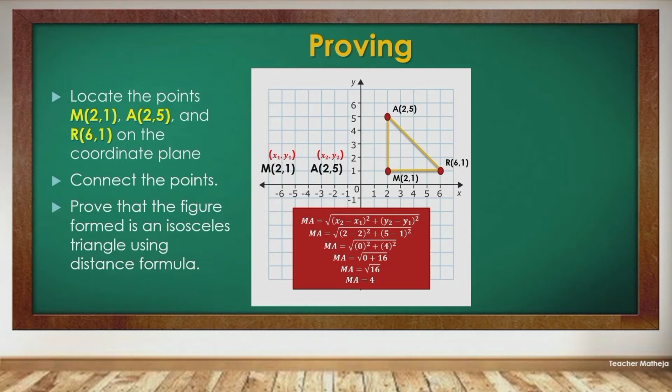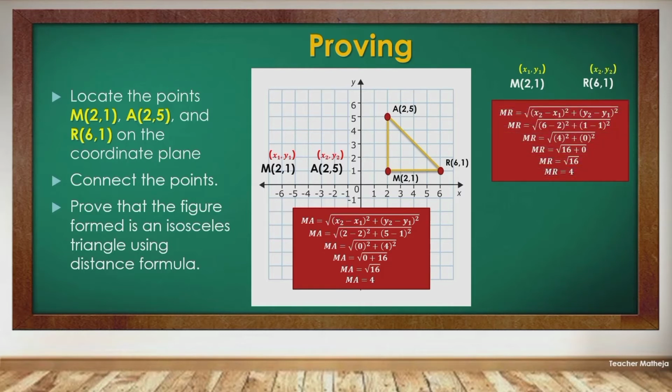Remember that we have the distance between 2 points. We are going to accept only the principal root because the distance between 2 points is always non-negative. Next, for segment MR, we have points M and R, so x sub 1, y sub 1, x sub 2, y sub 2.